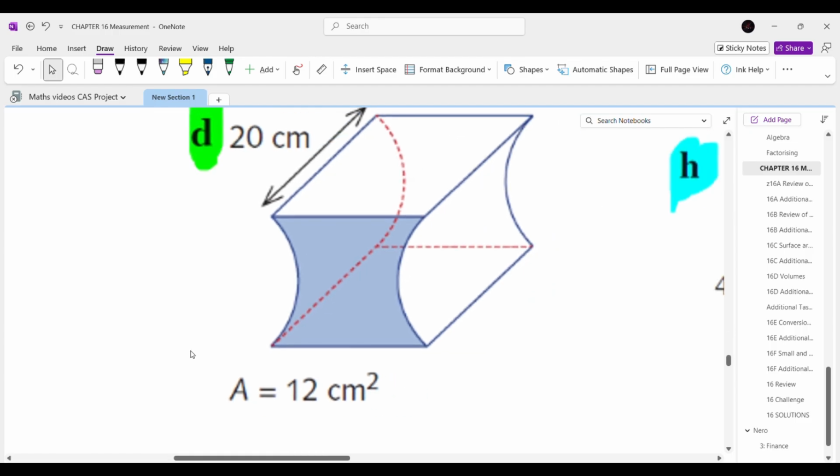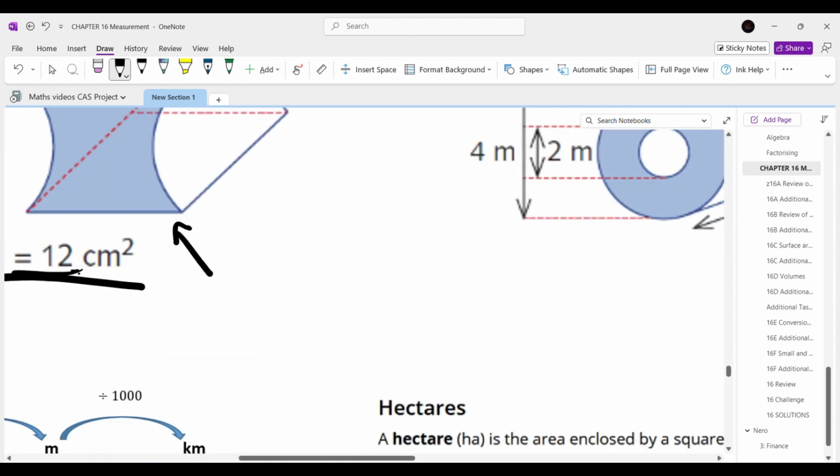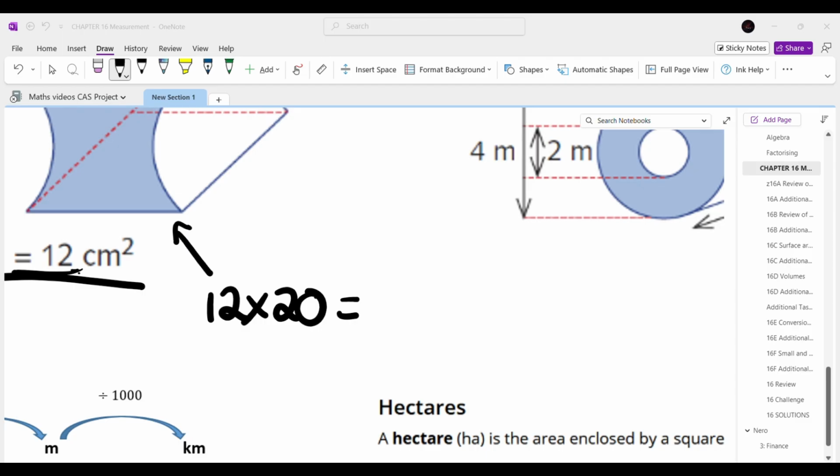Now let's try and calculate some of these. Remember, it's just area times height. Your area is given, 12 centimeters squared, times 20. So the volume of this shape is just 12 multiplied by 20, which if we put into a calculator, obviously you can do this by hand, but I'm just being a bit lazy, is 240 centimeters cubed.